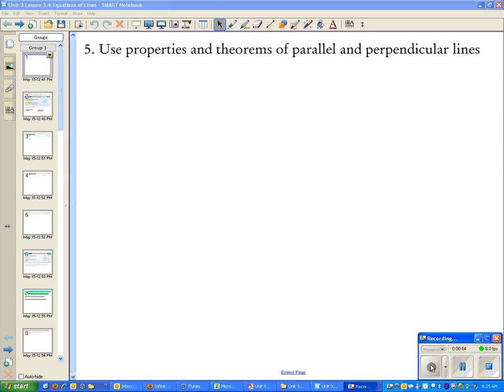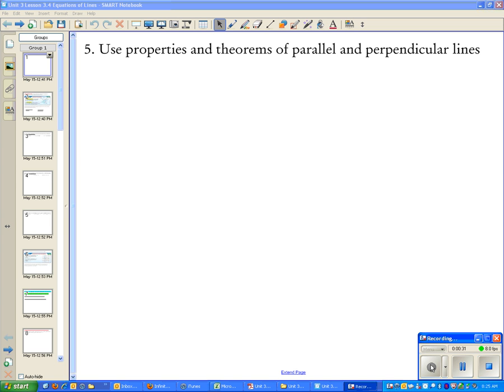All right, we're going to start on page 196. And the book calls this equations of lines. And we're going to do a lot of equations of lines, but what we're aiming towards is this learning target. Use properties and theorems of parallel and perpendicular lines.